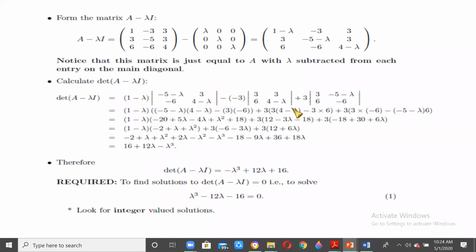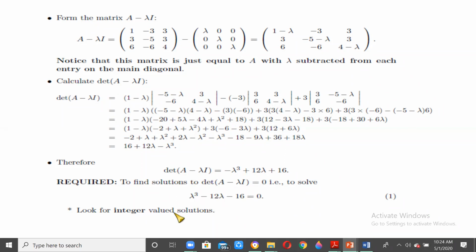So following the standard procedure, we'll get the value 16 plus 12 lambda minus lambda cubed. So this quantity should be equal to 0. We require this to be equal to 0, and hence we are writing it the other way around, multiplying by minus. It doesn't matter; 0 multiplied by minus is still 0. So lambda cube minus 12 lambda minus 16 equal to 0. So this is a cubic equation.